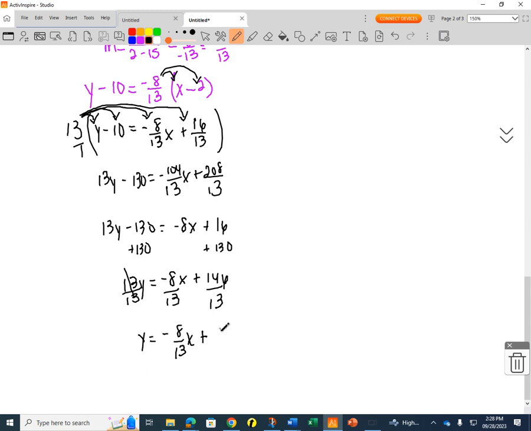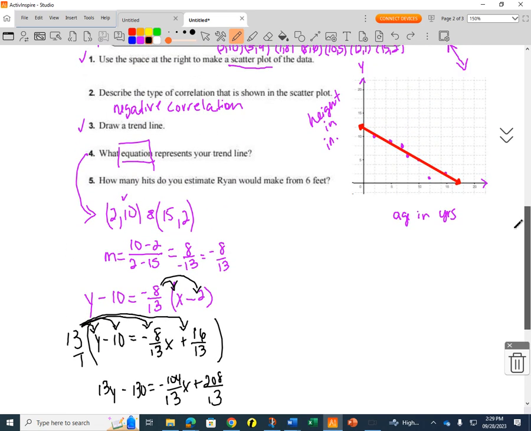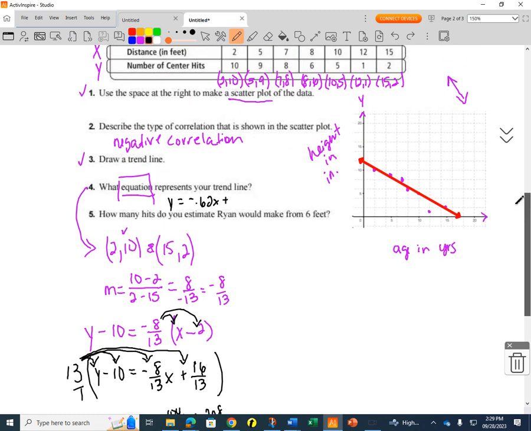Let's turn it into a decimal. Plus 11.23. So let's turn that into a decimal as well. You have the option, if it's a real world problem, you can turn them into decimals. So let's do that, and we're going to round that to negative 0.62x plus 11.23. So this is the equation of the line that represents our trend line. So y equals negative 0.62x plus 11.23.